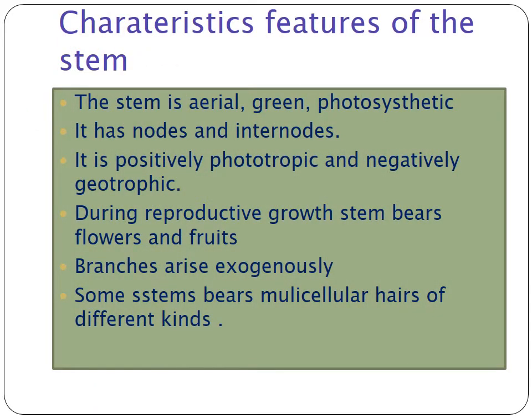Now we are going to see the characteristic features of a stem. The root system is non-green, but here the stem is aerial, green, and photosynthetic. What is meant by photosynthetic? Some stems also have chlorophyll. With the help of chlorophyll, they carry out photosynthesis. That is the meaning. So the stem is aerial, green, photosynthetic.